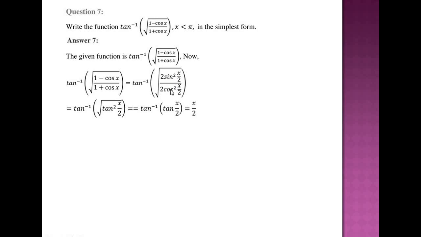When you are dealing with trigonometric functions or inverse trigonometric function, you need to know the basic formula. Without formula, we cannot move an inch, right? So 1 minus cos x is 2 sin square x by 2. 1 plus cos x is 2 cos square x by 2, right? 2 gets cancelled. Sin square x by 2 upon cos square x by 2 becomes tan square x by 2. That tan square x by 2 will get cancelled with this root, right? You are left with tan x by 2. So tan and tan inverse gets cancelled. You are left with x by 2.